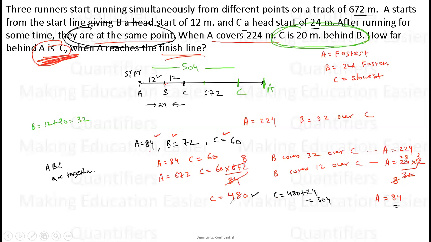So the answer will be 672 minus 504, which is equal to 168. So students, 168 will be the answer, right? I hope this question is clear to everyone. It's a great question. Just apply unitary method, you will get your answer. But it was not at all easy.